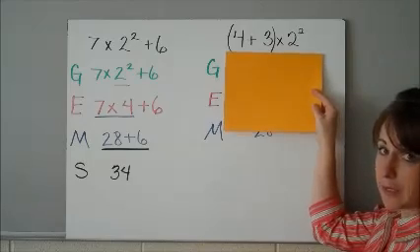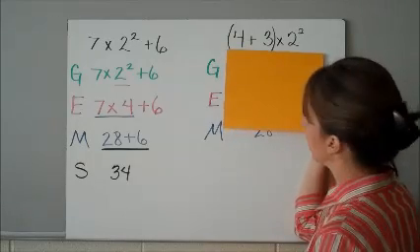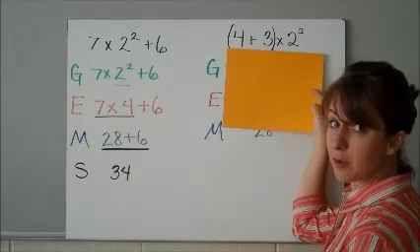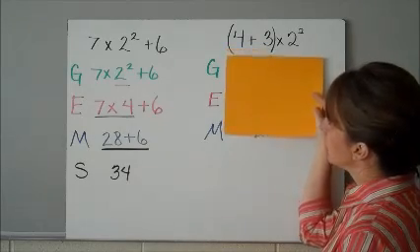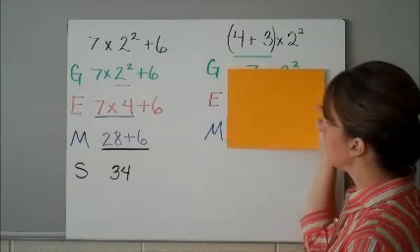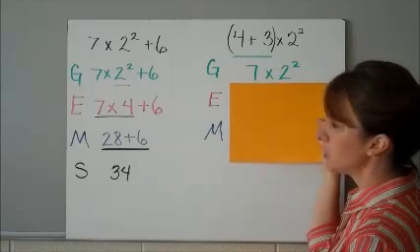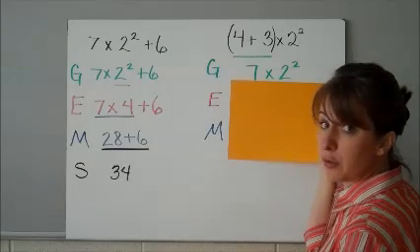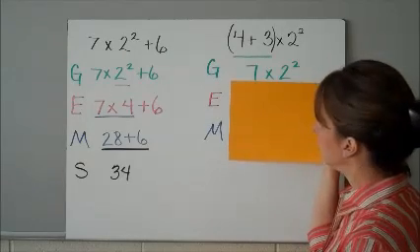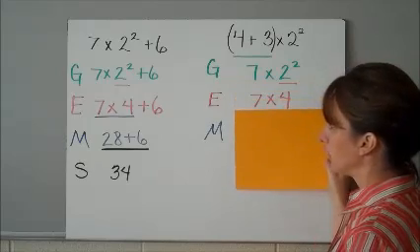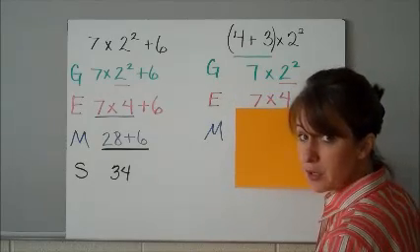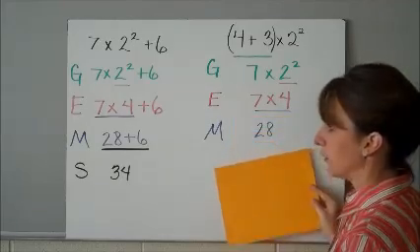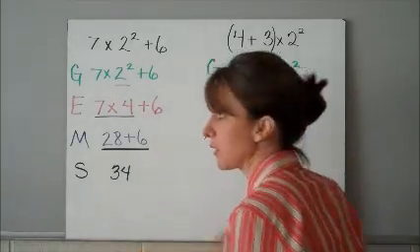Let's look at another one. 4 plus 3 times 2 squared. 4 plus 3 is in a group, it's in a parenthesis, so I'm going to do that even though it's addition, and I'm going to get 7. So you can see I underlined it and then I rewrote it, 7 times 2 squared. My next step, E, is exponents. 2 times 2, or 2 squared, is 4, so I've underlined it and then I've rewritten it. And now I'm at the multiplication division stage and I have 7 times 4, which is 28. There's no need to write the S because there's no addition or subtraction left to solve.